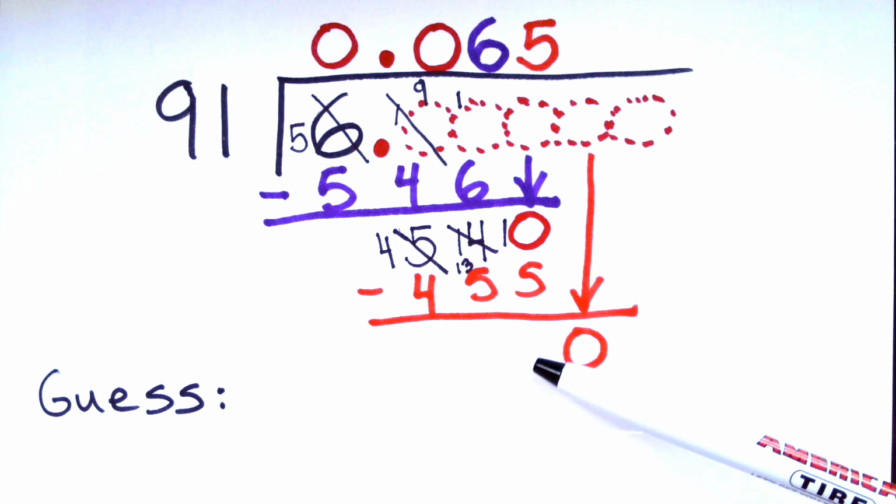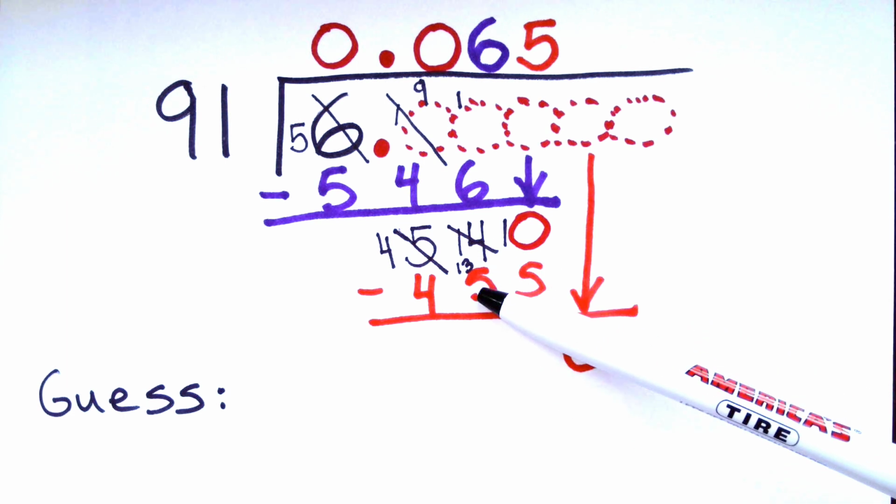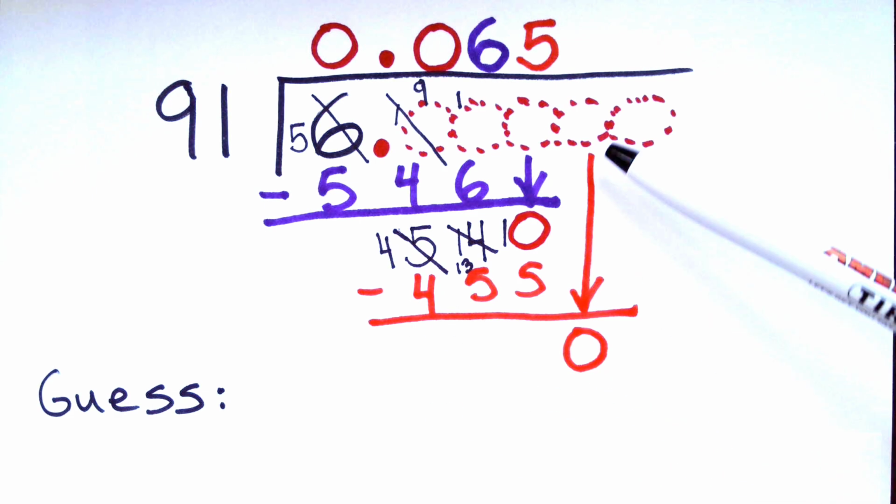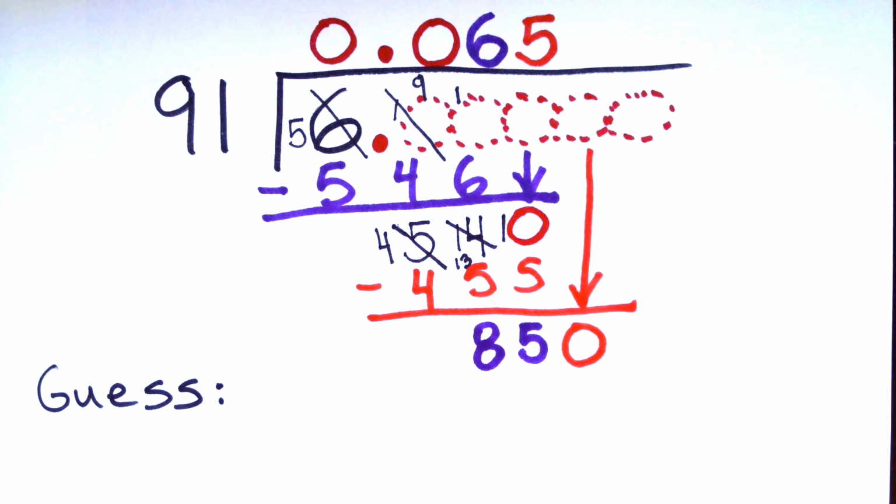10 minus 5 is... 13 minus 5 is... 4 minus 4 is... And then I'm going to bring down that 0, that next digit. All right, so 10 minus 5 is 5. 13 minus 5 is 8. 4 minus 4 is 0. Brought down my 0. My new target is 850. Let's go back to that guess and check and see if any values get close to that 850 target.